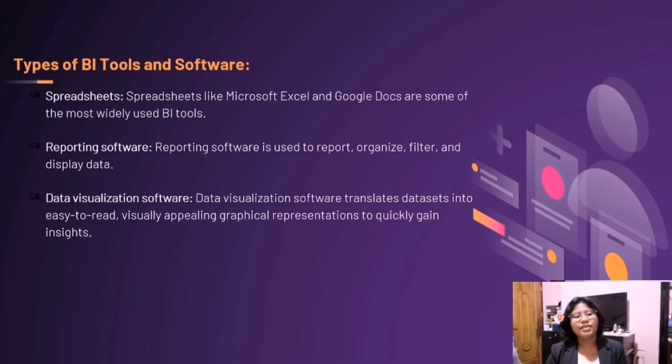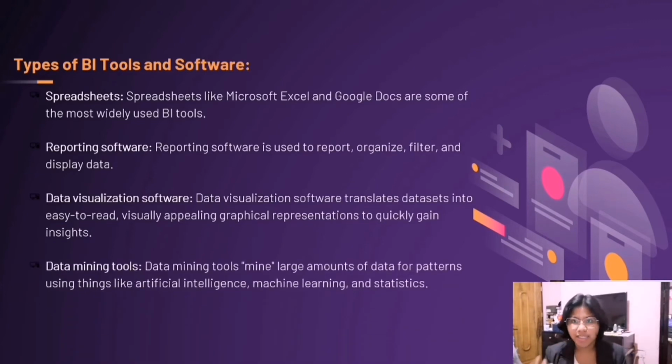Next is data visualization software. Data visualization software translates data sets into easy-to-read, visually appealing graphical representations to quickly gain insight. From the phrase visually appealing graphical representation, this means graphs. For example, pie graph, bar graph, line graph. It is easy-to-consume data. You will just see who's the lowest or who's the highest.